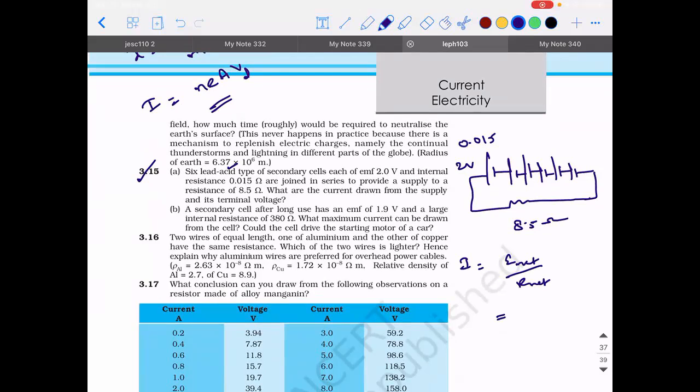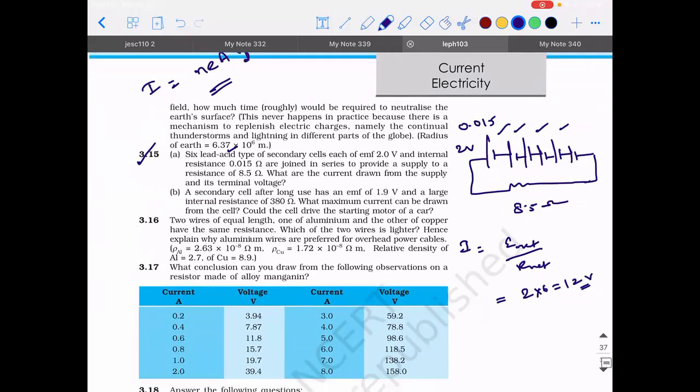Is it not 2 into 6, that is 12 volt? Because in this case, all the EMFs will get added. The whole divided by, what is the value of R net? It is 8.5 plus 0.015 multiplied with 6. Okay. So this is going to give you the value of current that is flowing through this circuit.